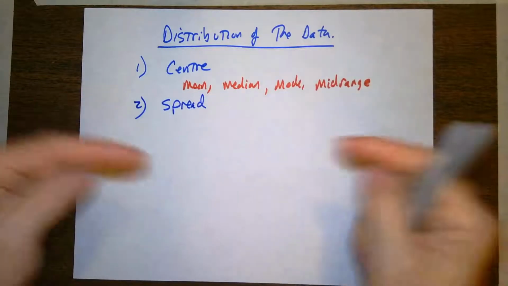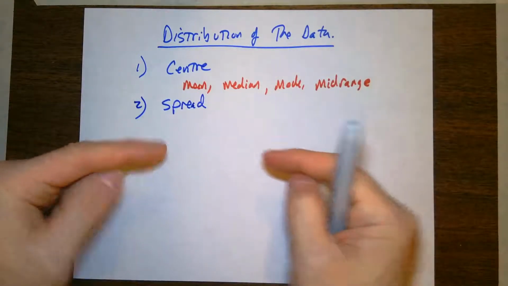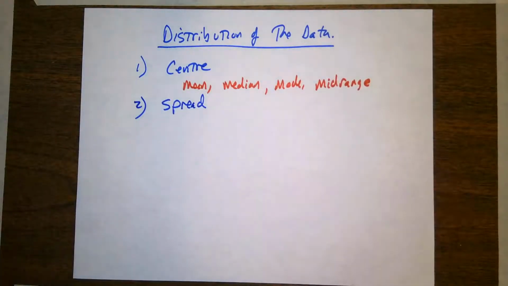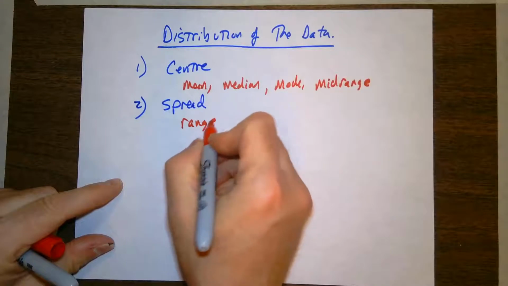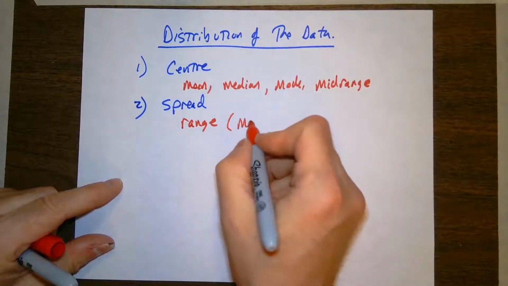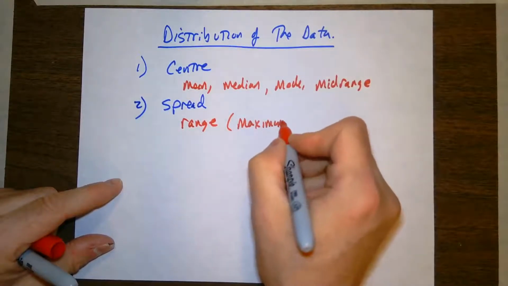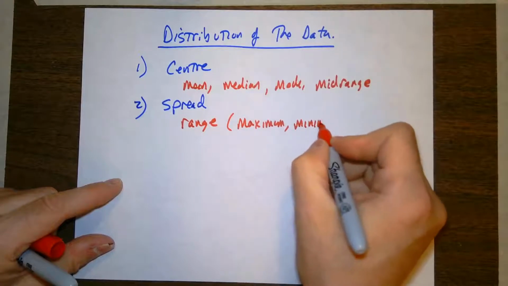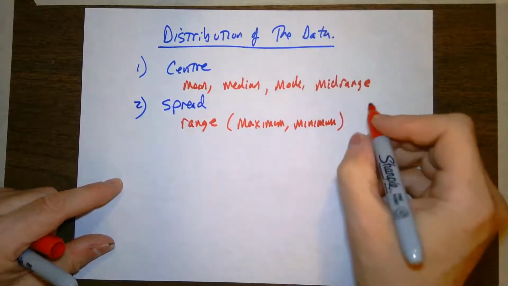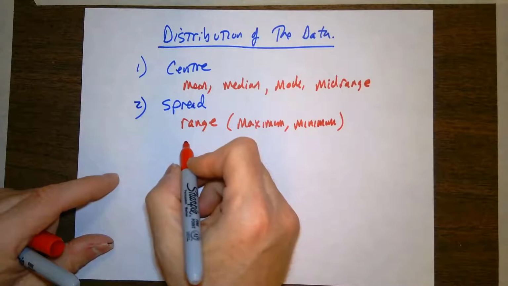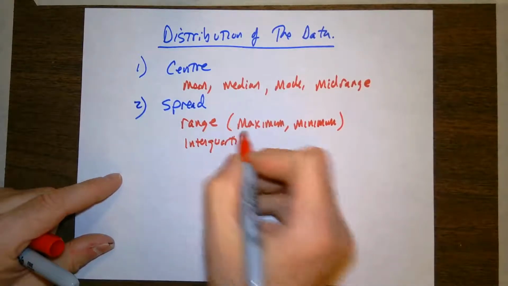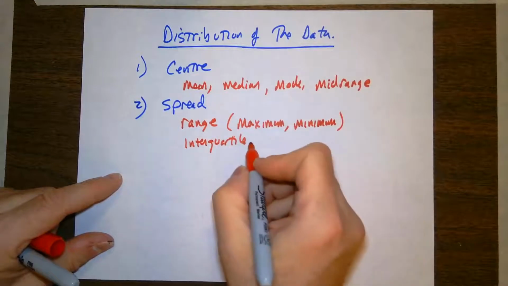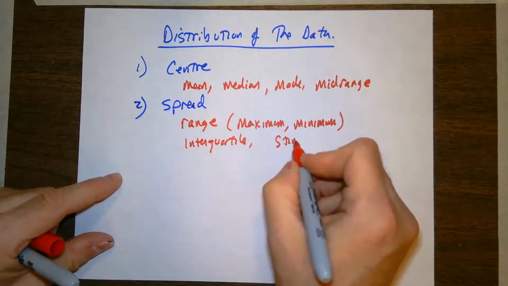The second thing, when looking at a histogram, we want to look at is the spread. If the center is looking at all the stuff that's happening in here, the spread is looking at all the stuff that's happening all around it. And of course, the measurements here would be the range, which would include the maximum and the minimum, and then the quartiles and the interquartile range, and of course standard deviation.